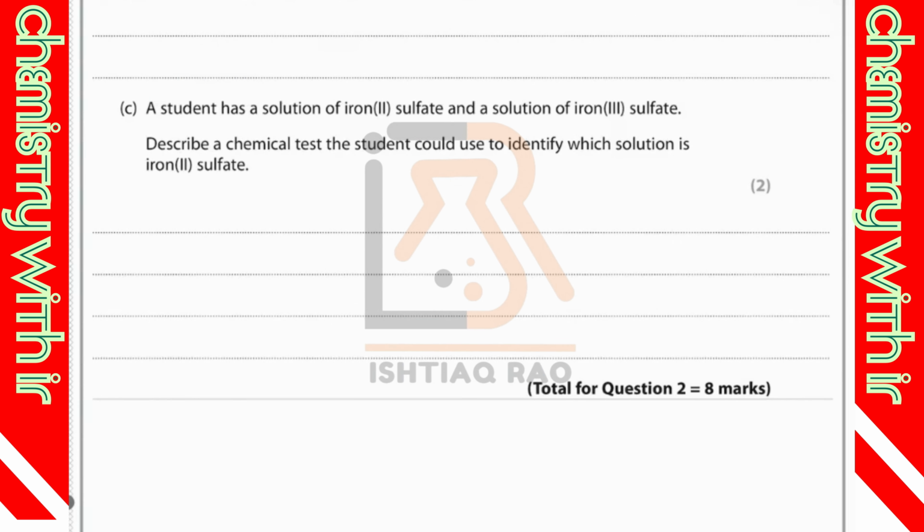A student has a solution of iron 2 sulfate and a solution of iron 3 sulfate. Iron 2 sulfate means this would be FeSO4, and iron 3 sulfate means it would be Fe2(SO4)3. Describe a chemical test the student could use to identify which solution is iron 2 sulfate. In this, iron is plus 2, and in this, iron is plus 3. And you know that Fe plus 3 is brown and Fe plus 2 is light green color. So we have to write down a chemical test.